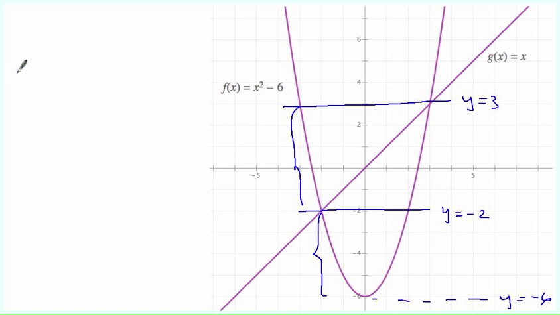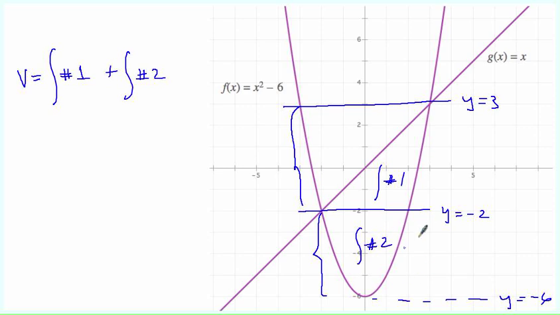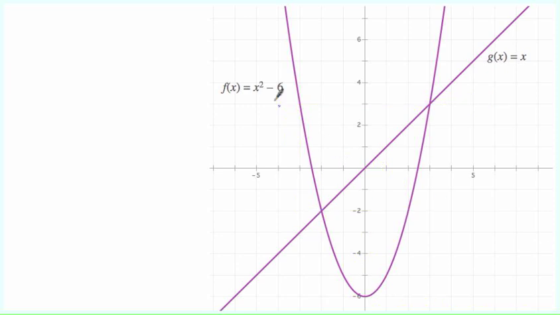So the volume is integral number 1, let's call this integral number 1, plus integral number 2. This is integral number 1 and this is going to be integral number 2. And I need to explain what happened here. So let's see this again.